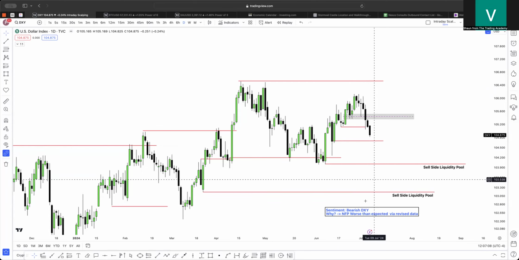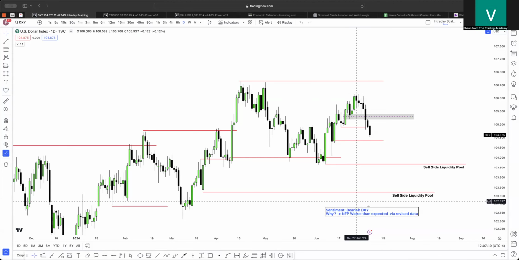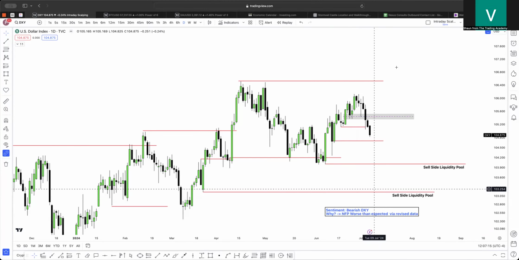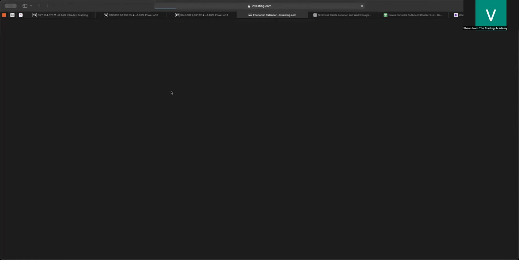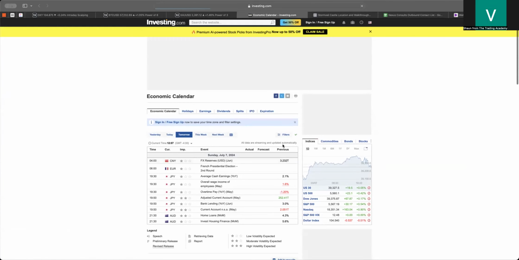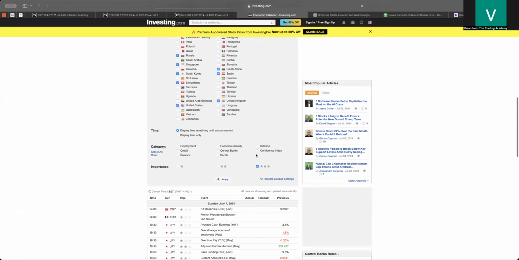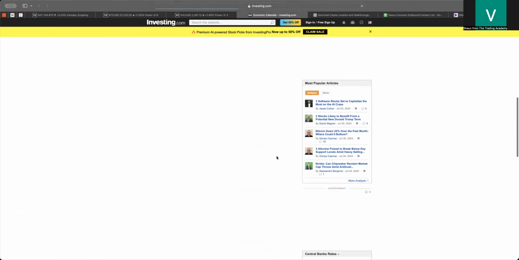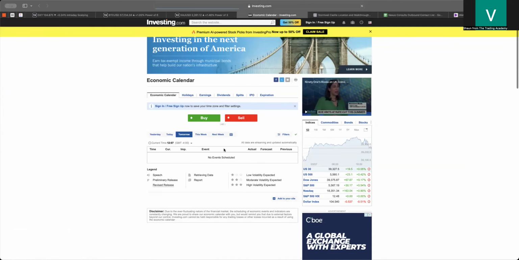Okay. And fundamentally speaking, for now, we have bearish dollar. Let's go ahead and take a look at the economic calendar for next week. Let's take a look right here. Only the high impact. What can we see?